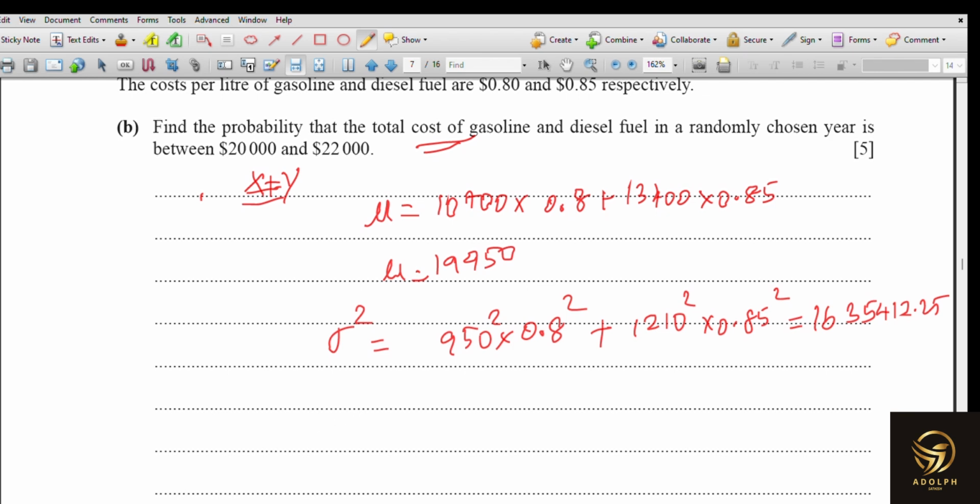Now I just want to find the probability. That is also an easy thing. This is what takes time and more knowledge. After that it is quite simple, because we want to find the probability between 20,000 and 22,000.